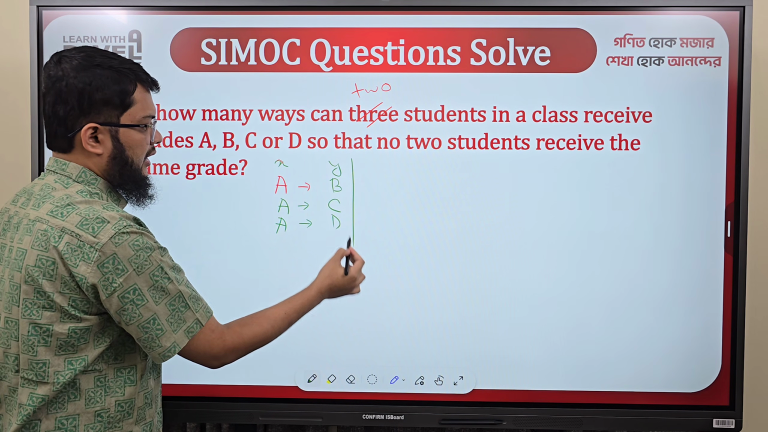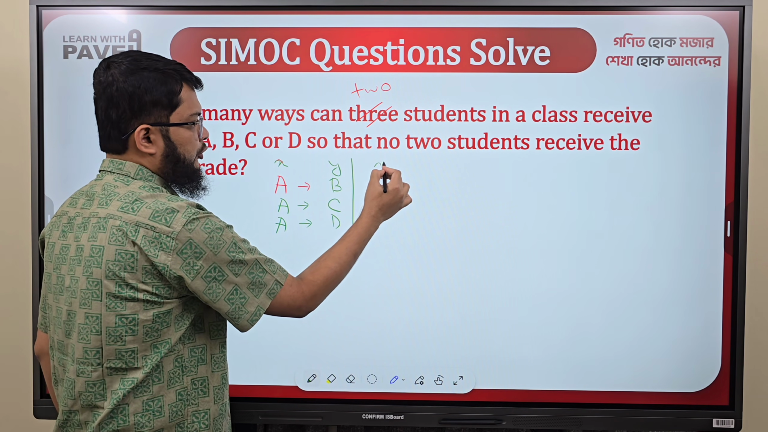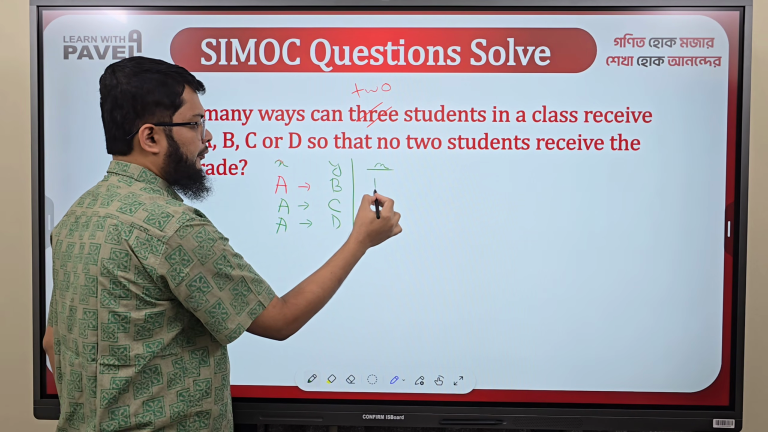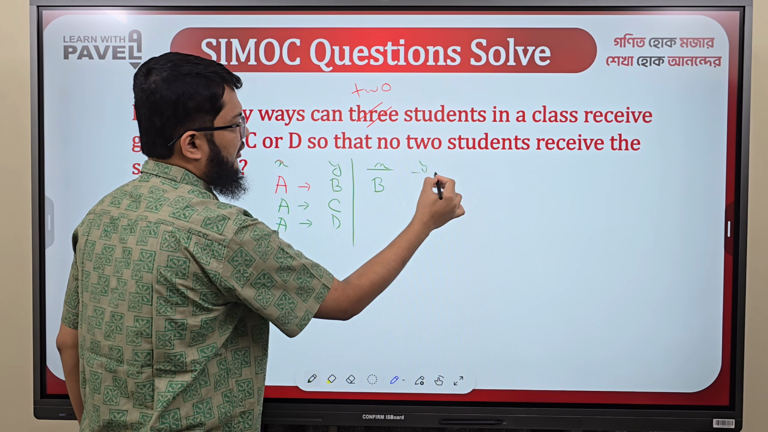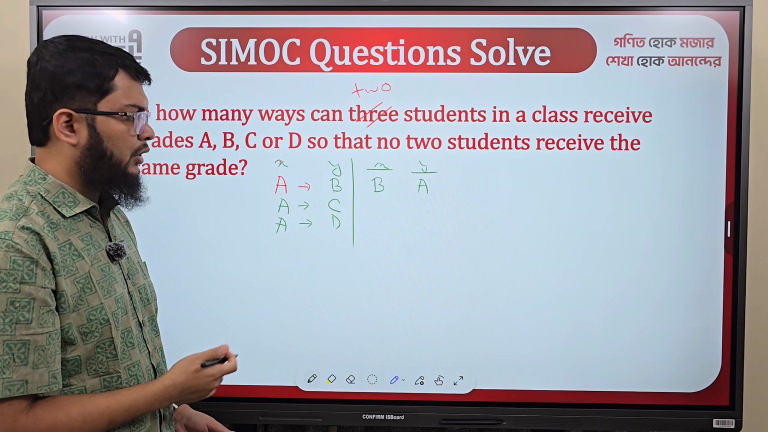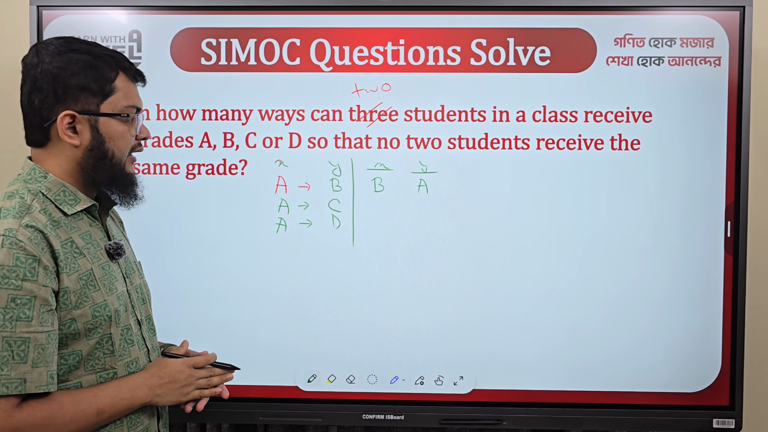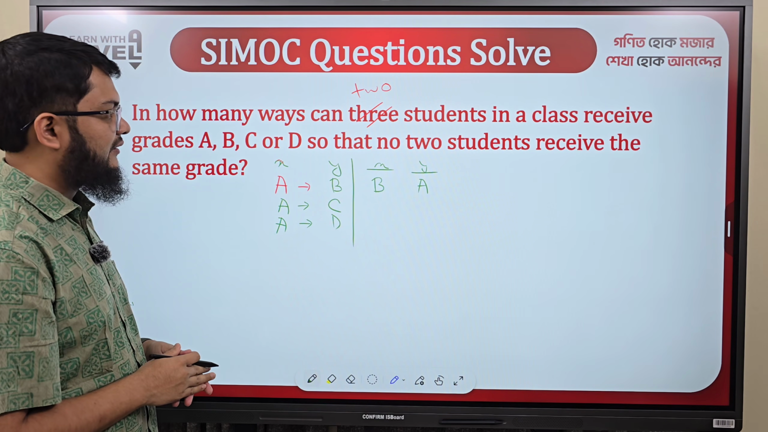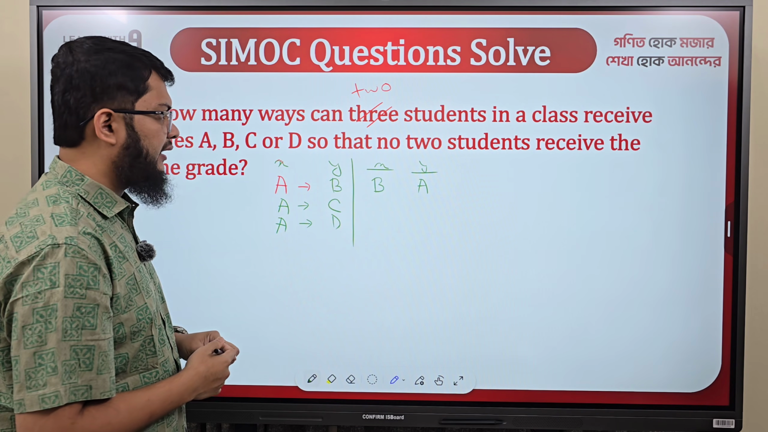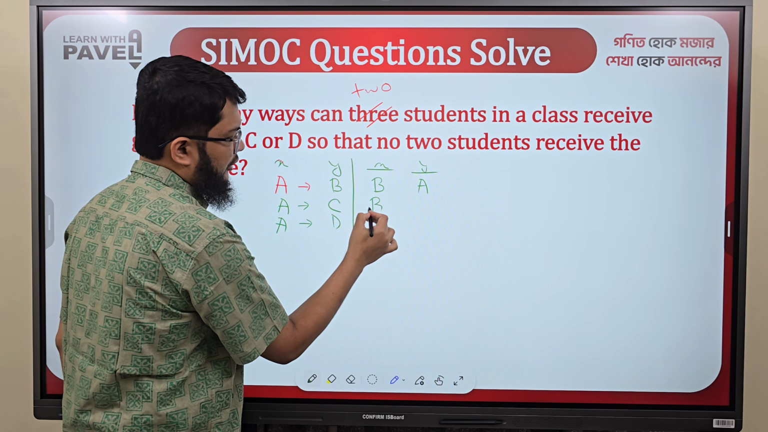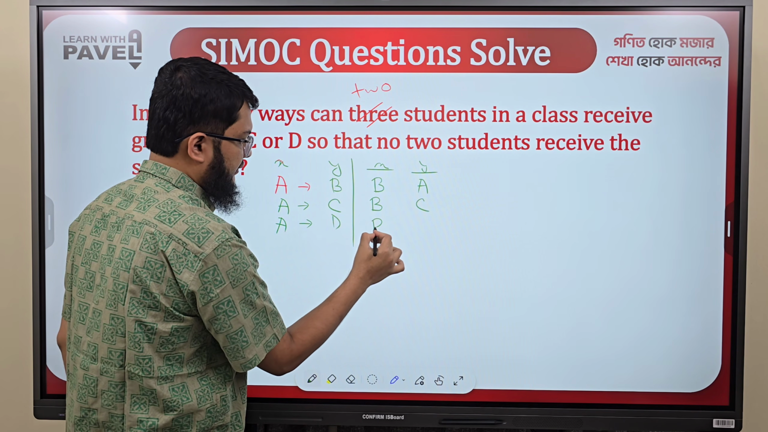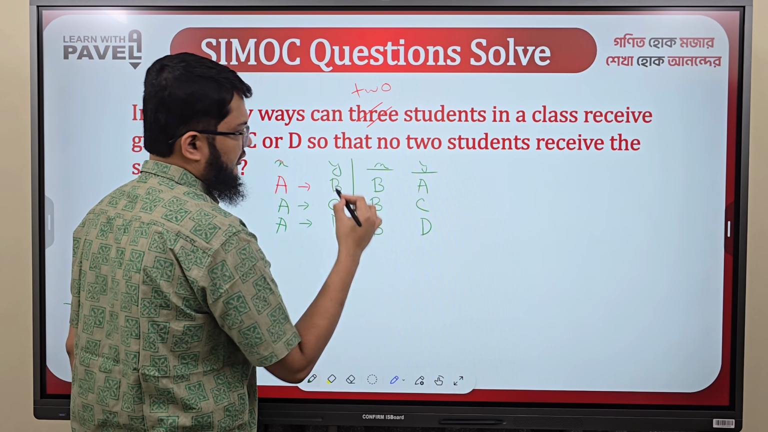Now let us see another case. If the first student receives some other grade, for example B, then how many possibilities are there for the second student? This time he can receive grade A because they cannot be equal, but it's not said that the second student cannot get a higher grade. Just the condition is that they do not receive the same grade. So another condition will be BB. No, BB is not possible. We can write BC. And another condition is possible, BD.